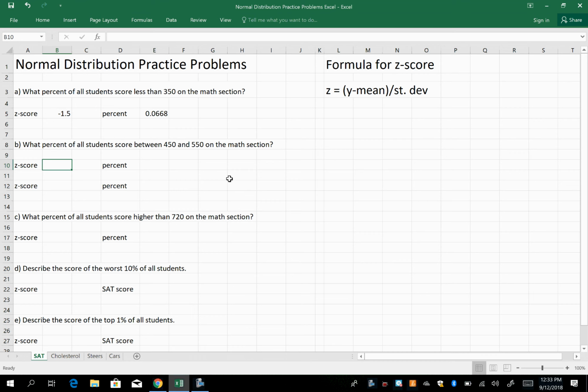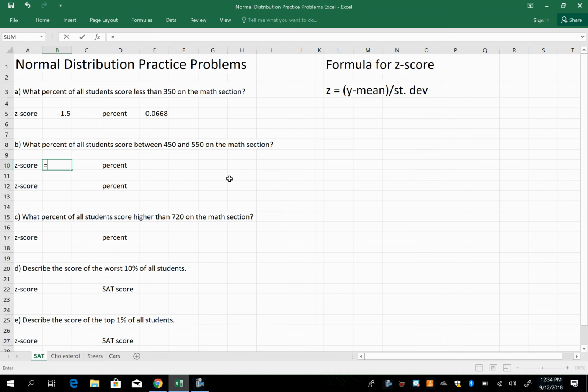Do you see how that work is no different than what we did with part A? But now we have 2 z-scores instead of 1. So let's use Excel to find the actual z-scores. The first one, for 450, I'm in cell B10. You should be in cell B10 right now, with your hands on the keyboard.